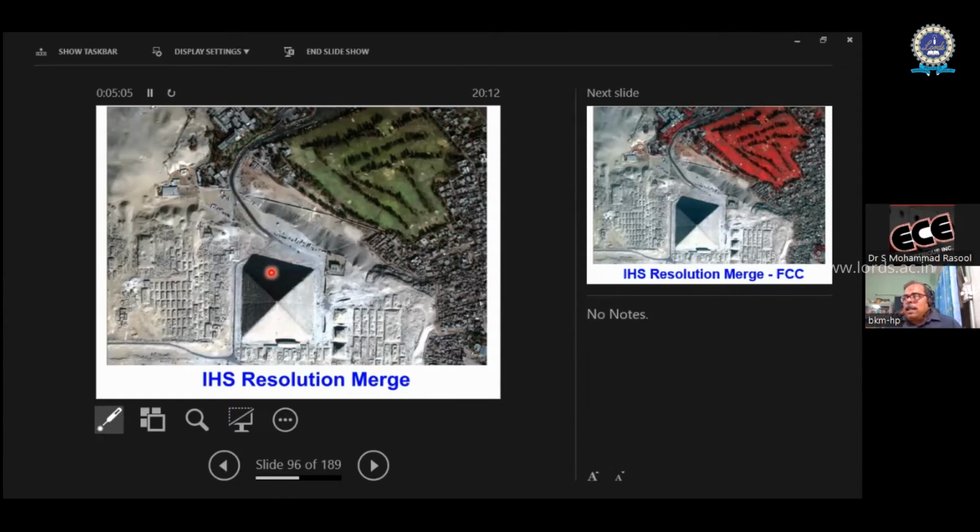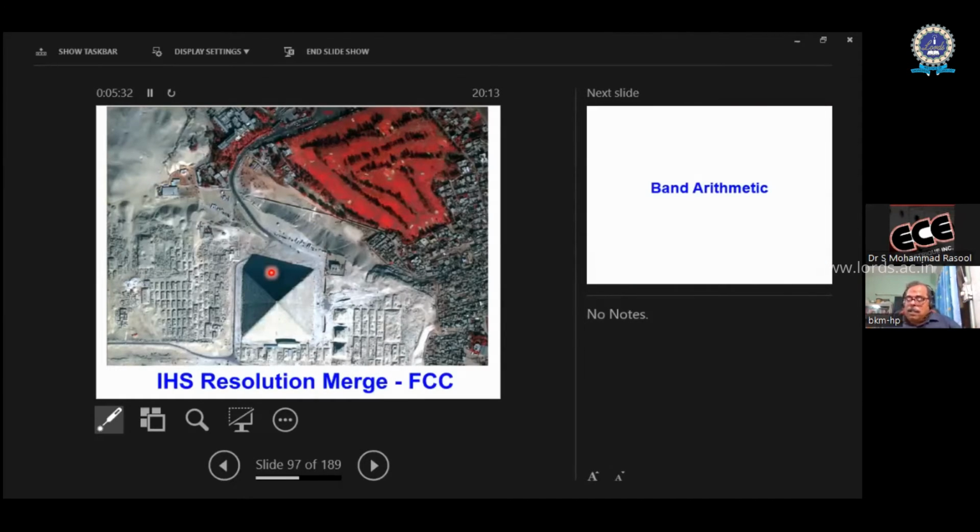This is another example. This is through the color transform. The first one was the principal component transform. This is through the color transform. So actually Google uses this kind of data to give us the nice high resolution color pictures through the Google Earth platform.